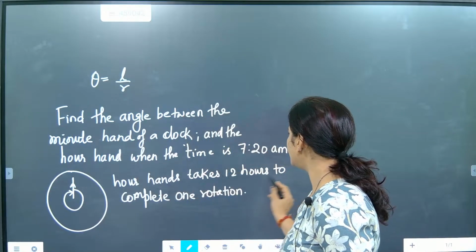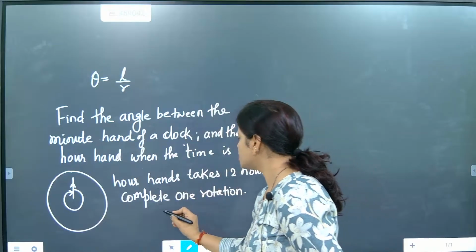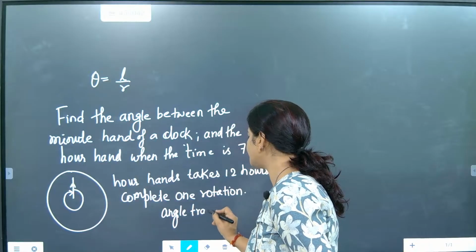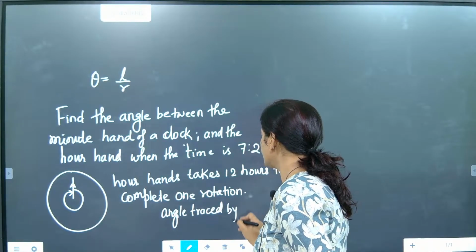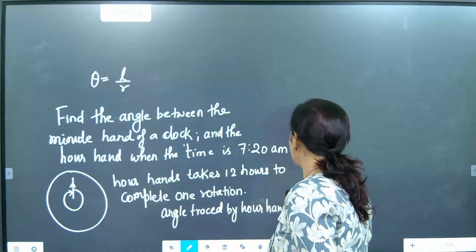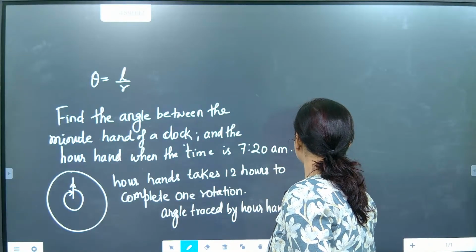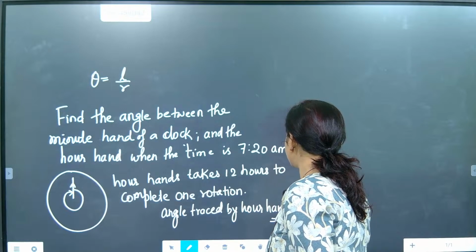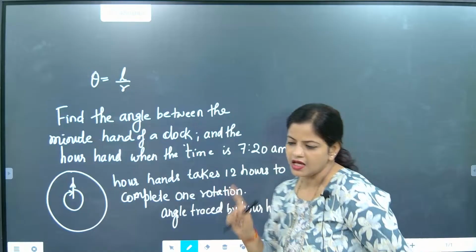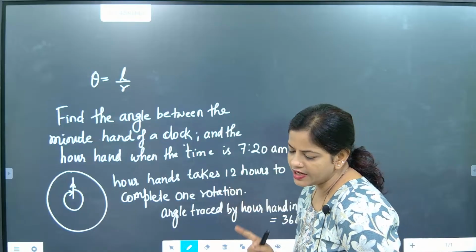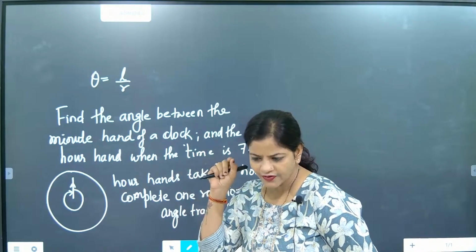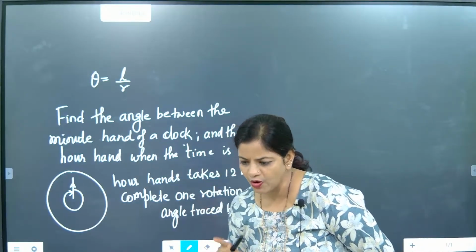So the hour hand takes 12 hours to complete. The angle traced by the hour hand in 12 hours is equal to 360 degrees. Understood? But here, how many degrees are there? First you have to find the degrees, because there is one very important thing.